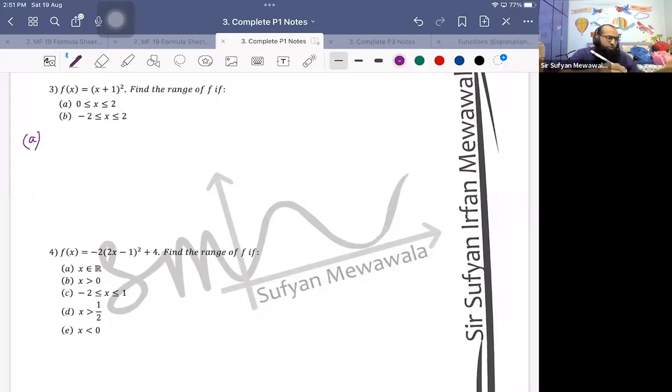Part A. Let's focus on part A first. So part A says the domain is 0 till 2. What are the steps of finding the range of a quadratic function? Please remember the steps that I told you. Step number 1, always find the coordinates of the turning point. Whichever method you know, find the coordinates of the turning point. Step number 2, substitute endpoints, if any. And a suggestion, along with these two steps: always draw a sketch to visualize. If you remember this advice of mine, God willing, you will not get stuck anywhere.